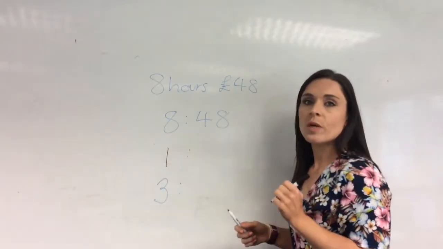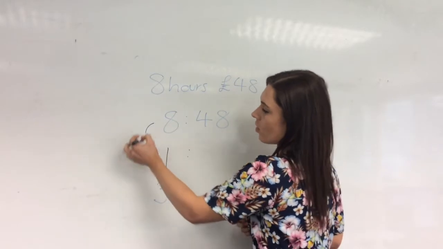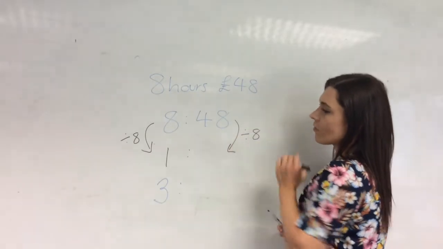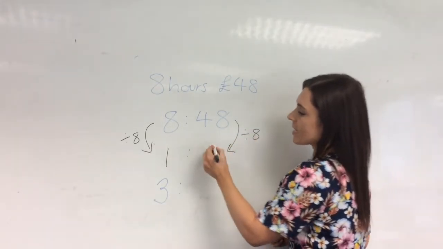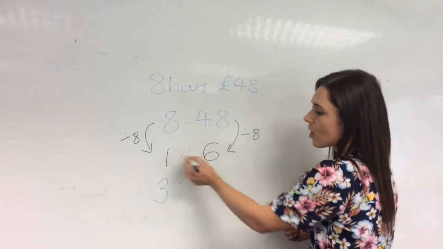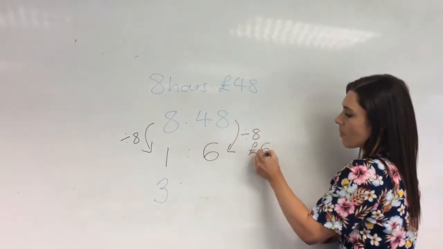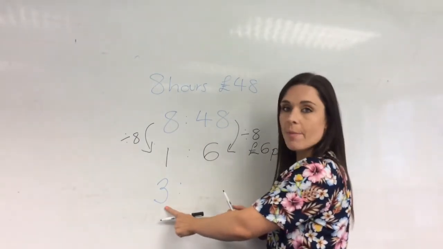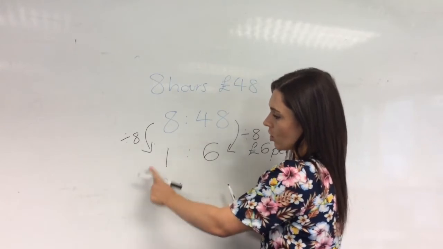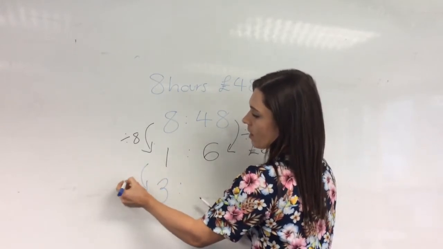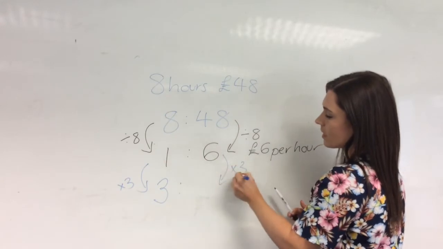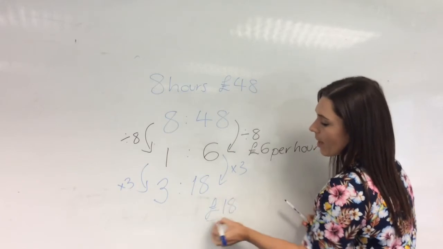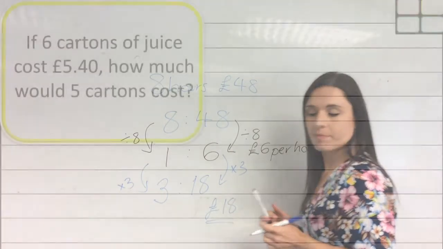So we use the method that we did before. To get from 8 to 1, we divide by 8. So we must do the same to the other side of our ratio. 48 divided by 8 is 6. So we now know that Joe gets paid £6 per hour. We can use this to work out how much he would get paid for 3 hours. 1 times 3 is 3. So 6 times 3 is 18. Joe would get paid £18 for 3 hours work.